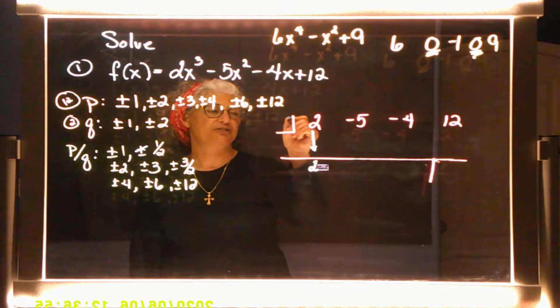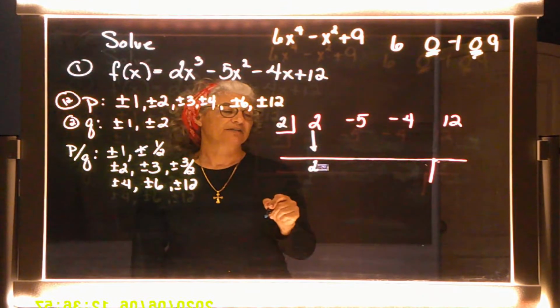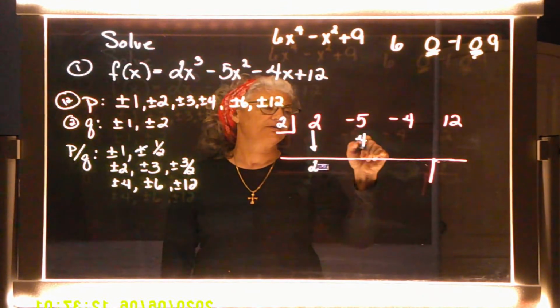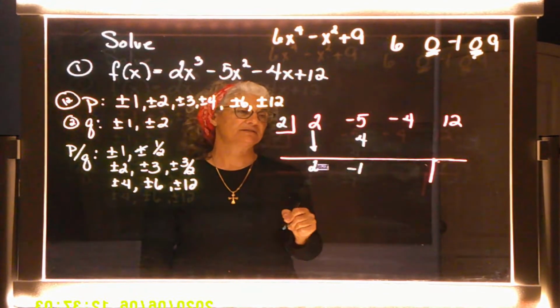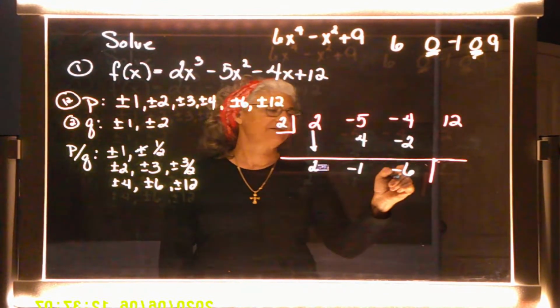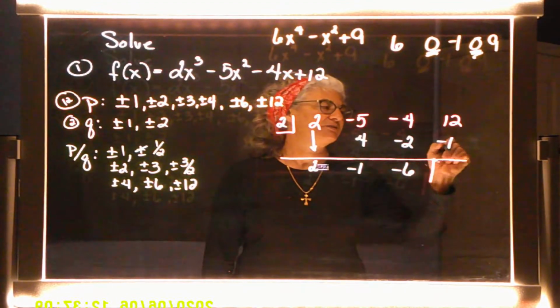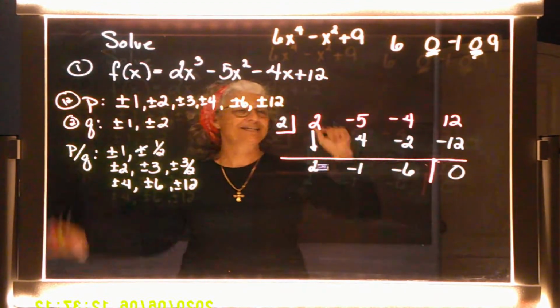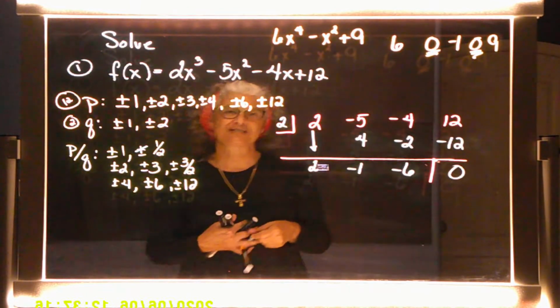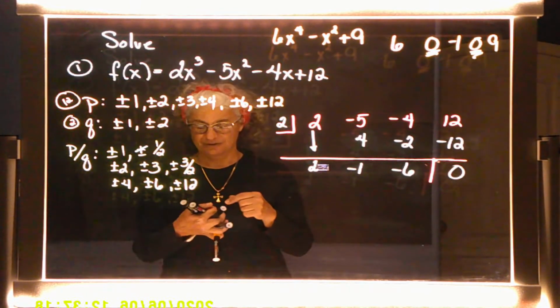I heard some of you say 2. All right, so 2 times 2. Good. 4. That gives me negative 1, right? That gives me negative 2. That gives me negative 6. That gives me negative 12. That gives me 0. Yay! We found one of the solutions. One of my solutions is x equaling 2. Awesome.